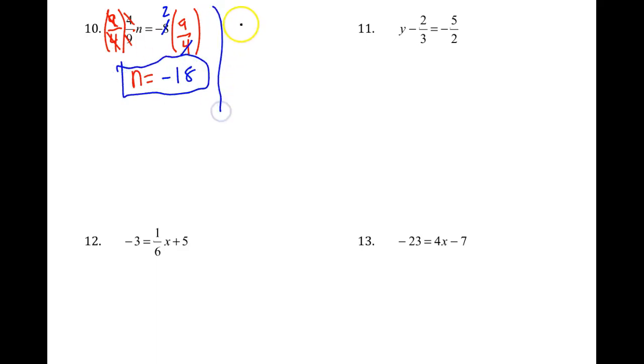Okay, check it out. We got 4 9ths times negative 18. Does that equal negative 8? Okay. And sure enough, 9 goes into negative 18, negative 2 times. 4 times negative 2 is negative 8.